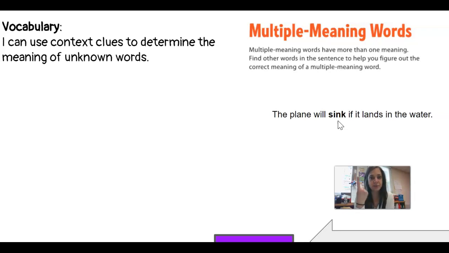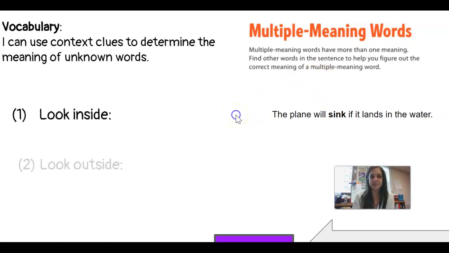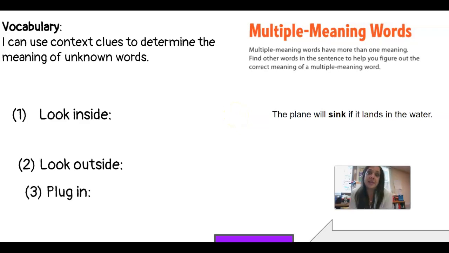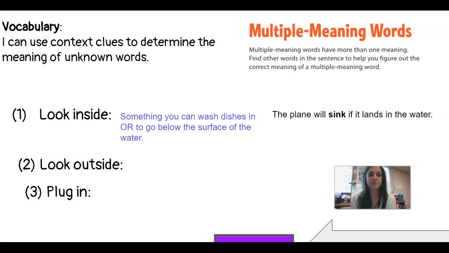We're going to look inside of the word and think about what we already know. We're going to look outside of the word, and then we're going to plug in. So we're going to look inside, look outside, and then plug in. Well, let's figure out how to do that.